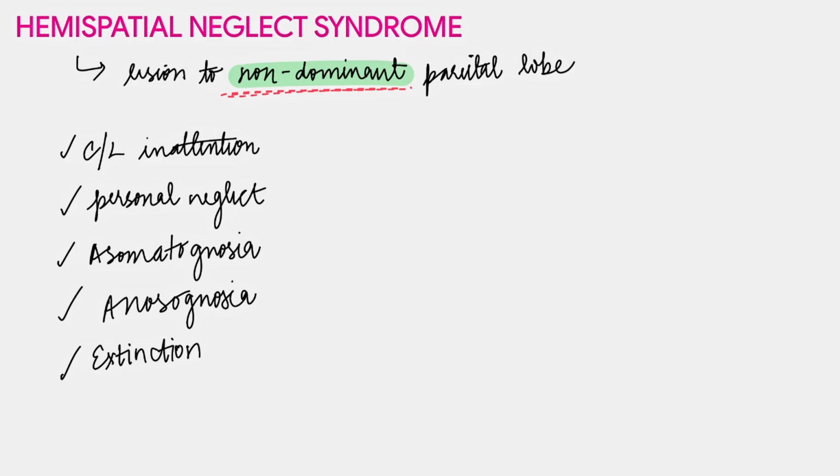Now, if you know a bit about visual field defects, since the patient is ignoring one half of his field, how is it different from something called homonymous hemianopia? In homonymous hemianopia, there is again a lesion causing a defect in one half of the visual field. Isn't that basically the same thing?